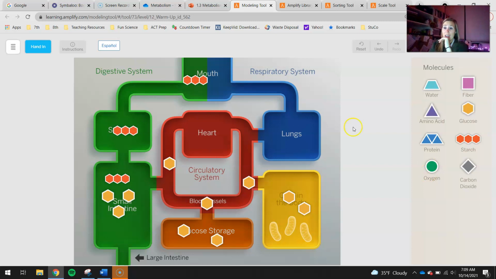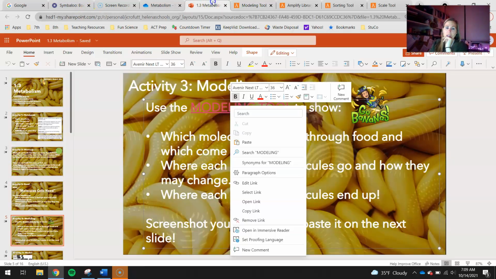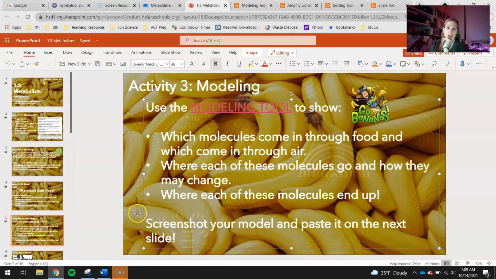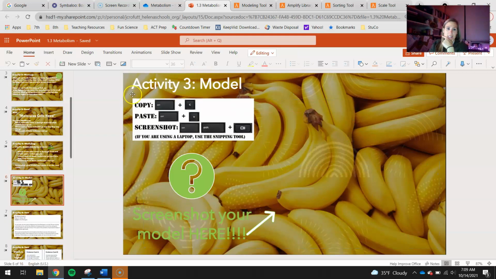So finish that up and then go ahead and screenshot just this colorful square right here. Your instructions to screenshot are on your next slide. Remember to use that article to help you if you get stuck. Okay, it'll tell you where to find a lot of these things. But if we go to slide 6, here are your little directions on how to screenshot. Go ahead and paste that model in right there. Okay?